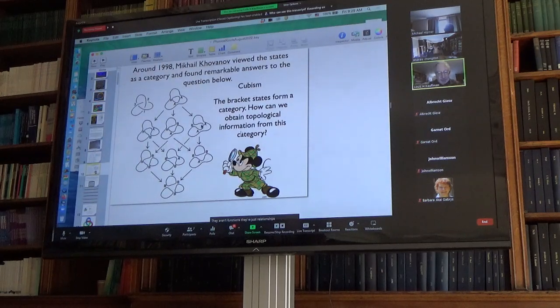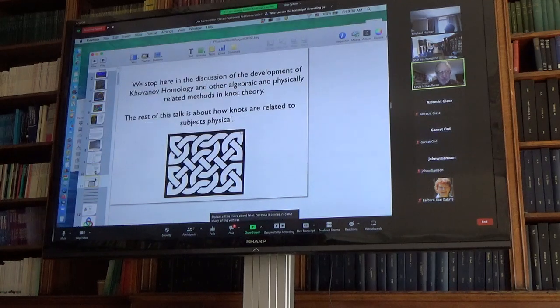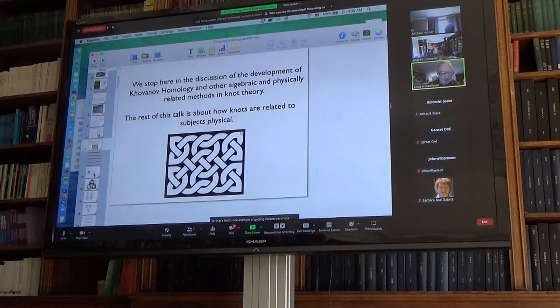And so there's a category here, and he asked, how can we obtain topological information from this category beyond the kind of polynomial calculation I'm telling you about? And he succeeded in doing that by a method which I'll explain a little more about later, because it comes into our study of the vortices. So that's one example of getting invariants of knots and links.